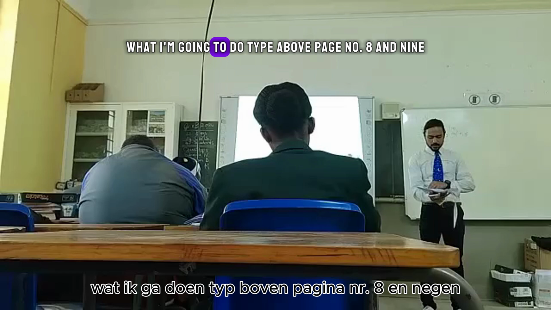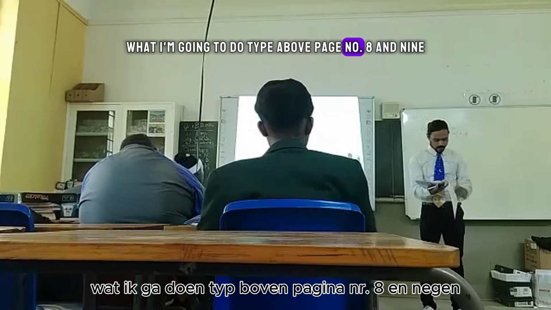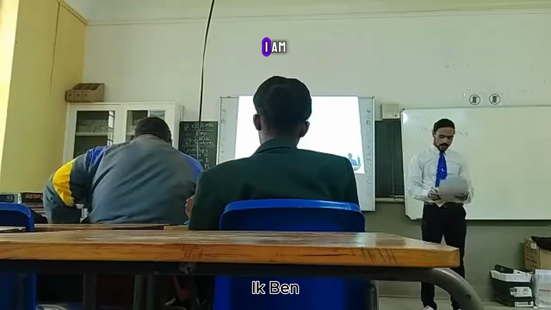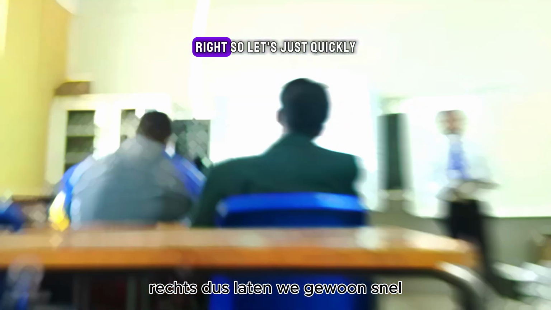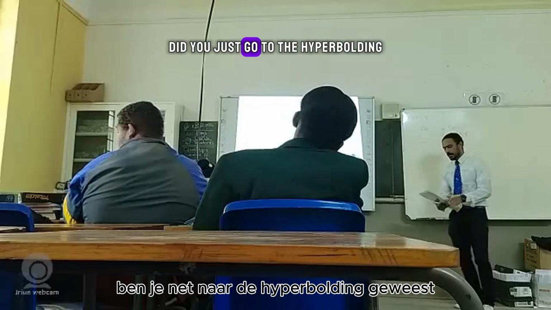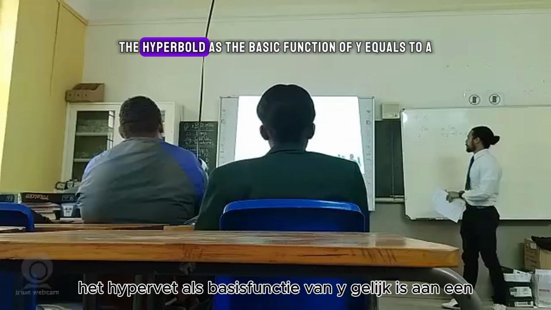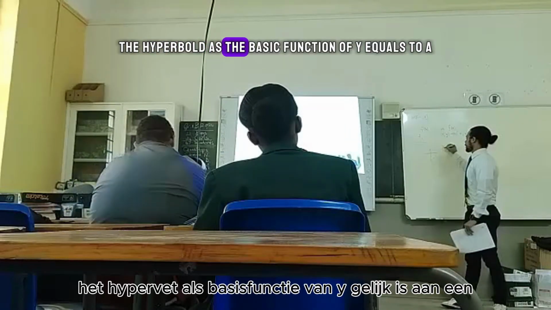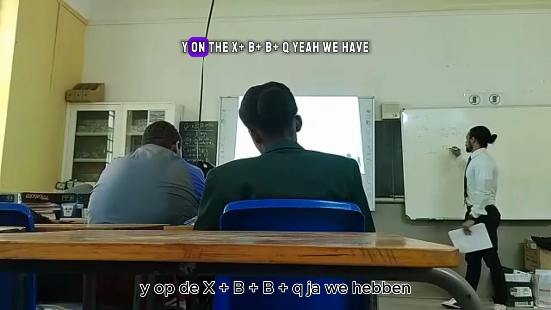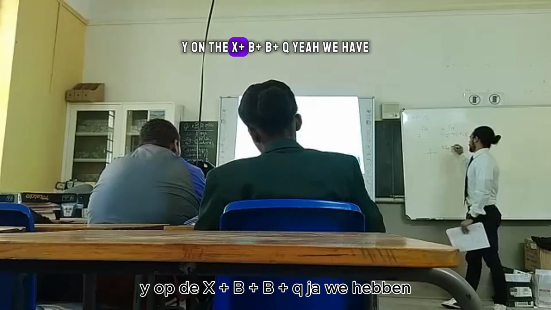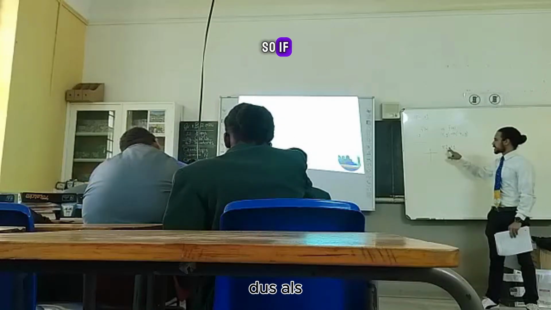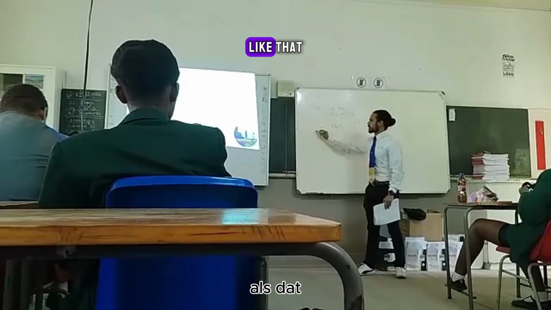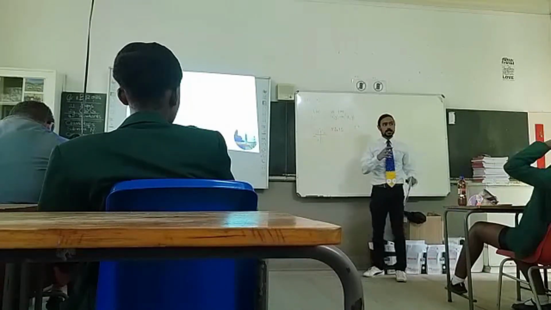Right. What I'm going to do is the hyperbola, page number 8 and 9. I recall giving notes on it, and then we did one or two, but we never really did much on it. So let me just go through the hyperbola then. The hyperbola has the basic function y is equal to a over (x plus p) plus q. So if this a value is negative, then the rules remain the same.